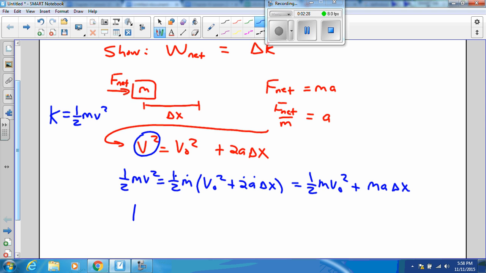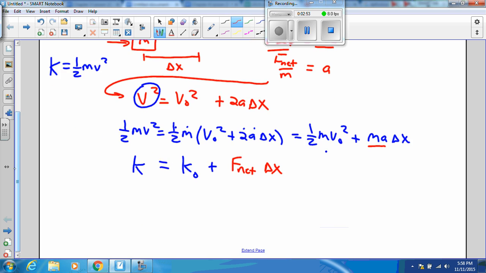Well, this is really nice because 1/2 mv squared is the final kinetic energy of the object, and 1/2 mv0 squared is the initial kinetic energy of the object. And now we take a look at what we have. We have mass times acceleration, which is the same thing as the net force, times the displacement delta x.